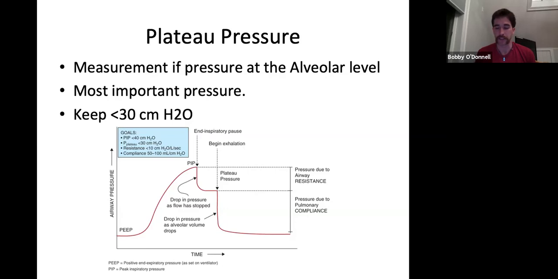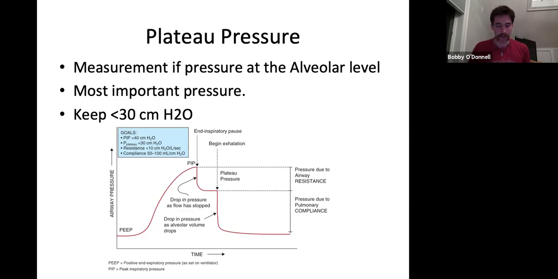And this is where we're going to see our damage. The P-plat, if it's elevated, and we say anything elevated is greater than 30 centimeters of water, we need to start dropping our tidal volume. And that's going to really affect our patient comfort because the alveoli are generally already classified pathology, so there's less space for the volume to go. So anything higher is going to damage them.